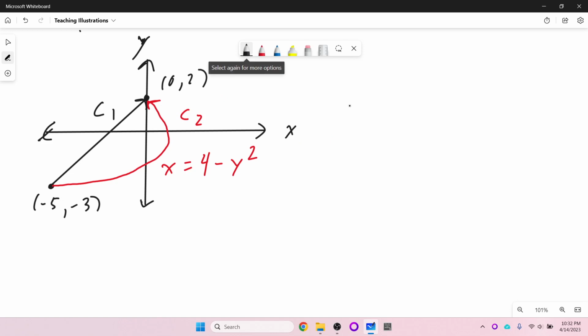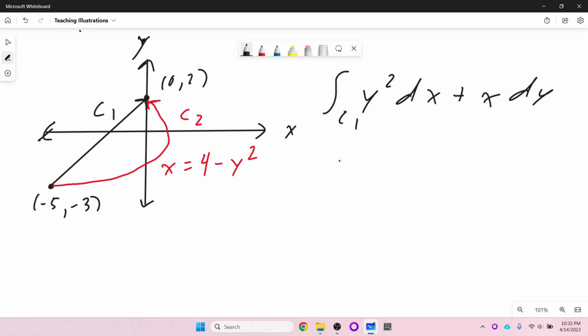I want to integrate y squared dx plus x dy along C1 and also along C2. A good question you should be asking now is, will this give me the same thing? Does it matter which path I take? That is actually a very important question for the remainder of this course. Does the path I do this integral along matter? Well, let's find out.